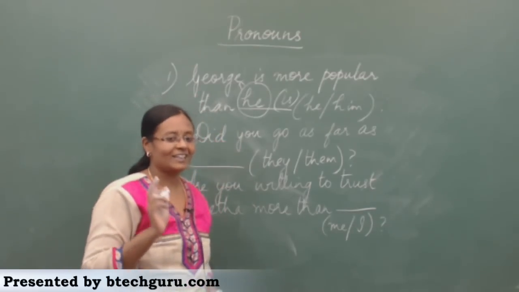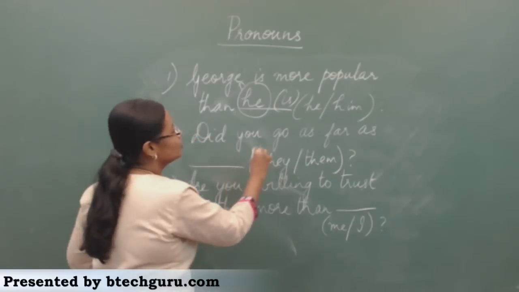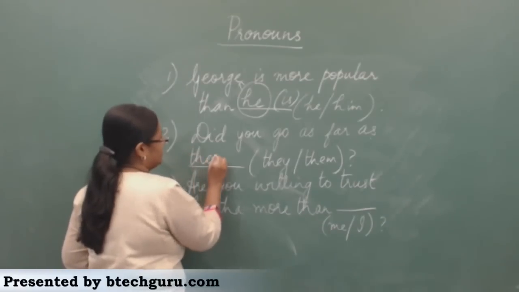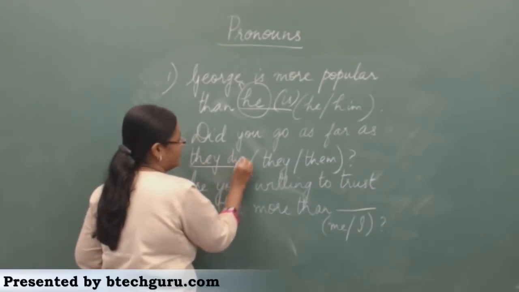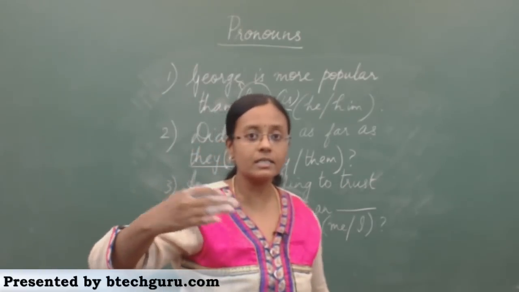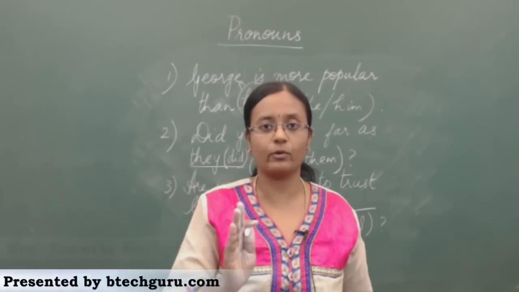Now you see, them is not right. Again the same reason. Did you go as far as they did? Did is understood. Did you go as far as they went? That is the meaning that is intended. But we stop with a pronoun.